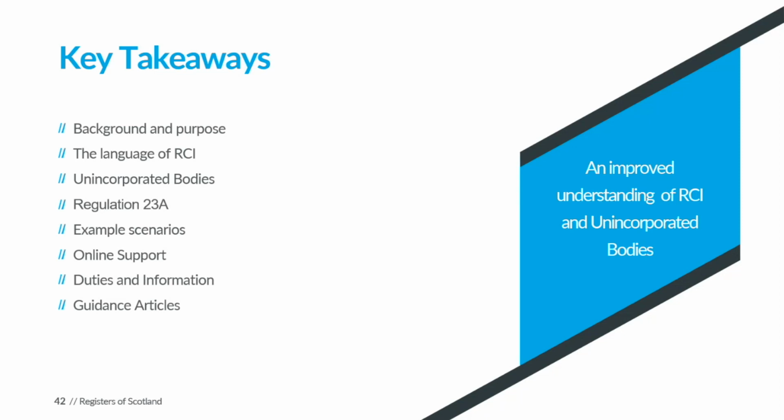We've also taken a broad look at Regulation 23A and how it might affect unincorporated bodies. We looked at some typical RCI scenarios to help you consider and decide whether the example unincorporated bodies were in scope. We then looked at online support and touched on some of the duties bestowed upon the recorded person and the associate. We finally looked at guidance articles, and further scenarios are written that we hope will help you with your submission.